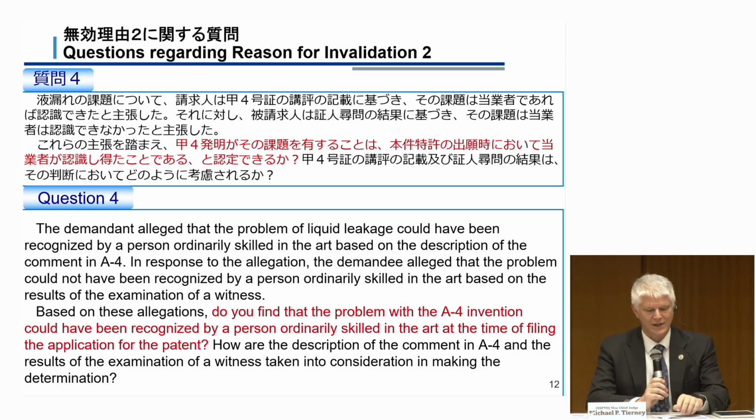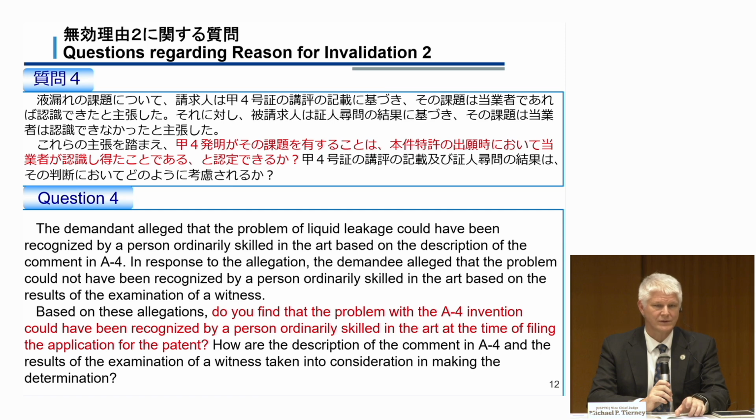So for us, we have several cases. Our Supreme Court has put out a case called Graham versus Deere. Also, we have a case called KSR. And generally what we look for when we're doing obviousness, what is the field of the invention?